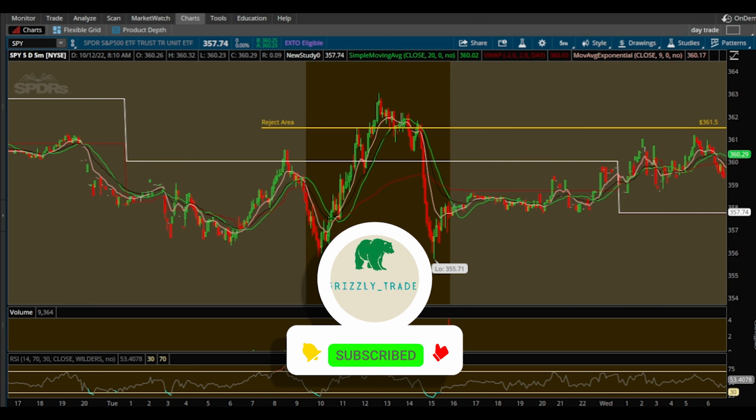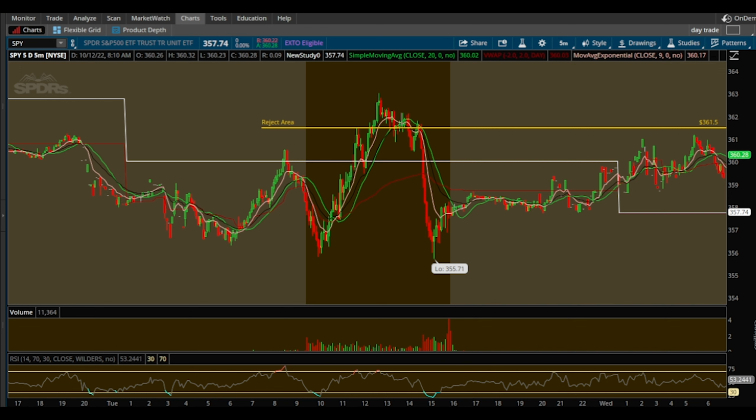First off, let's look at SPY here. I had a reject area on SPY at 361.5. We created this level pre-market during my Instagram live. I do them every morning pre-market, 100% free. Come join us. I look at some stocks for you all. Hopefully we can find some great setups together and make some money.